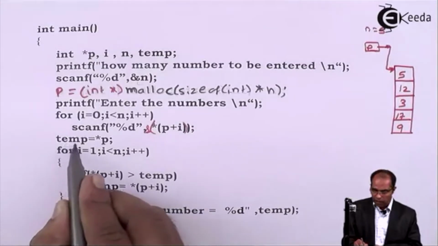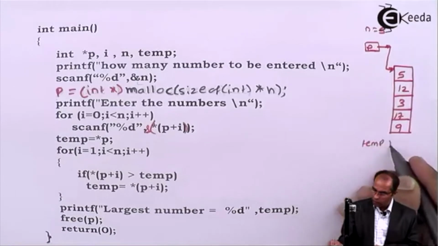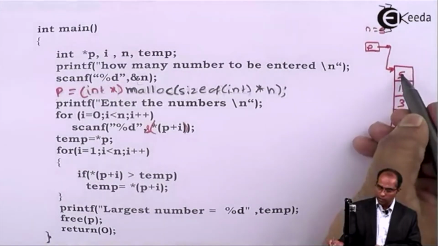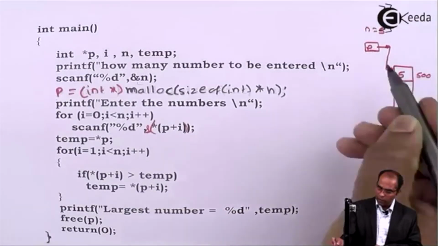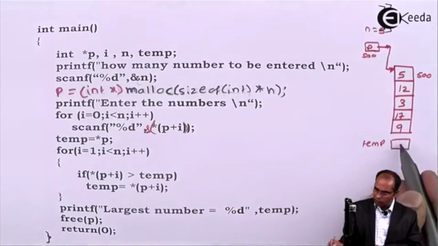Then let's say temp = *p. So I'll take a variable as temp. This will get the value from the first location. What is the value from the first location? P. Assume that this is address 500. So the address is 500. Value at 500 is 5. So hence this will be 5.